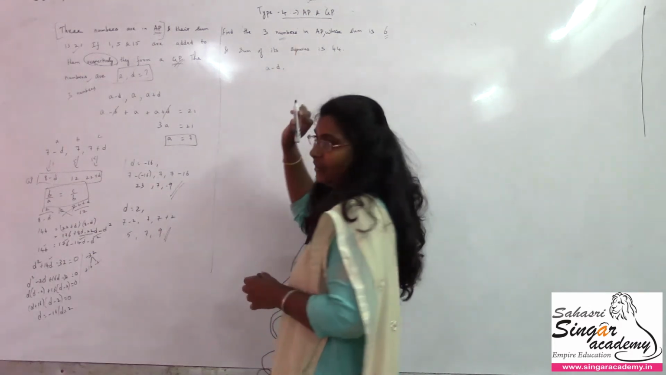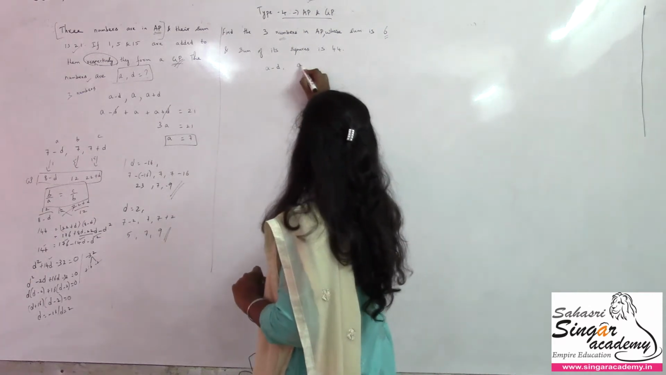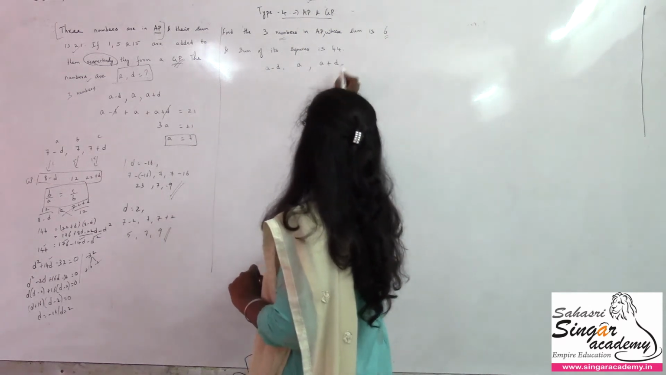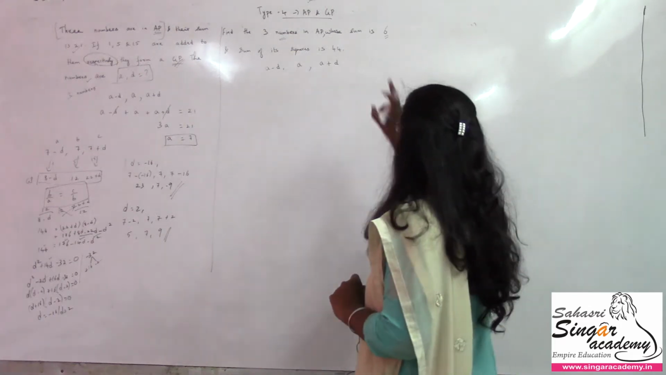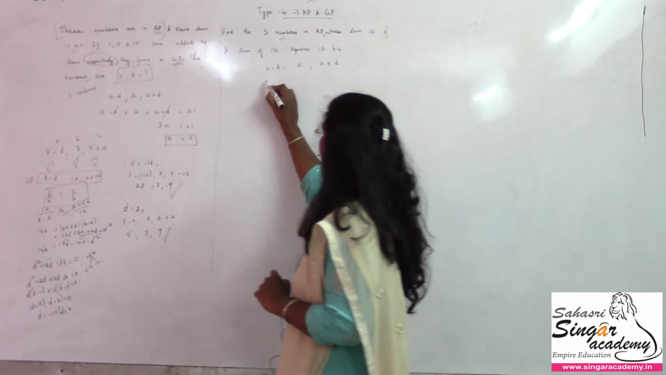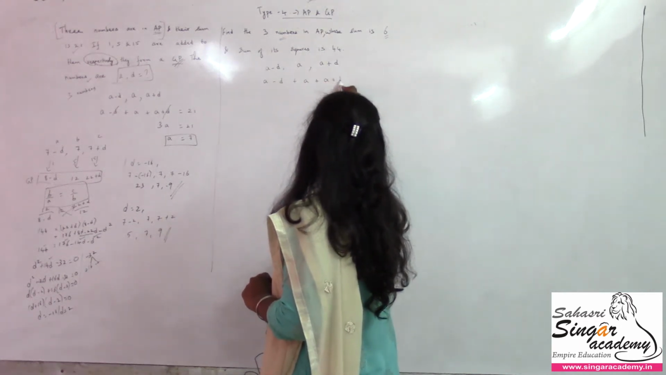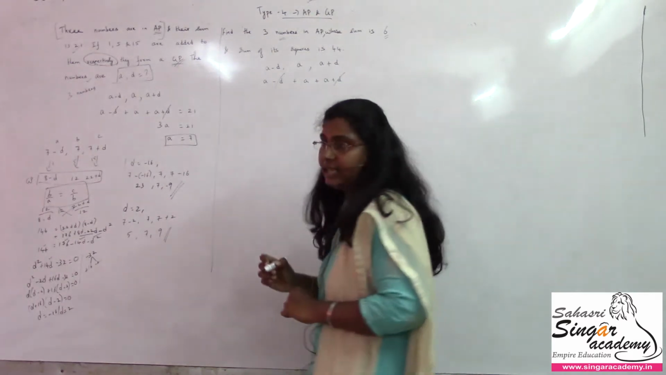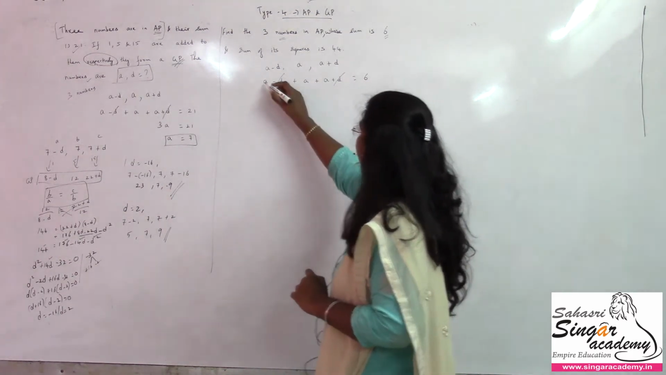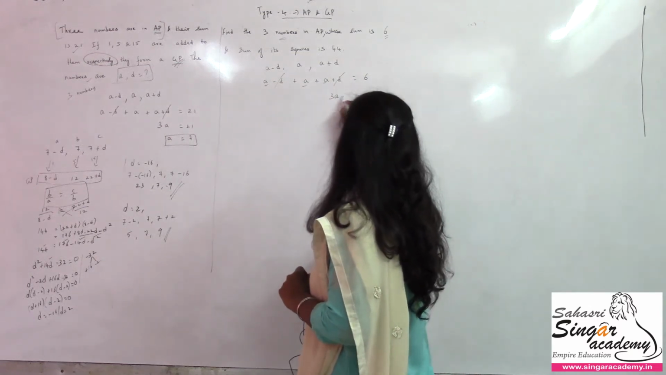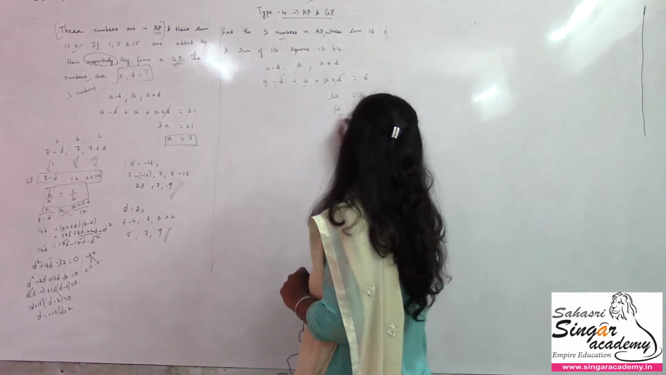Whenever three numbers are given, our three numbers in the AP sequence will always be A minus D, A and A plus D. Then when you add, D cancels and you get only 3A. It's given whose sum is 6. So if I add A minus D plus A plus D, D vanishes, and 3A equal to 6, which is A equal to 2. So I got the value A equal to 2.